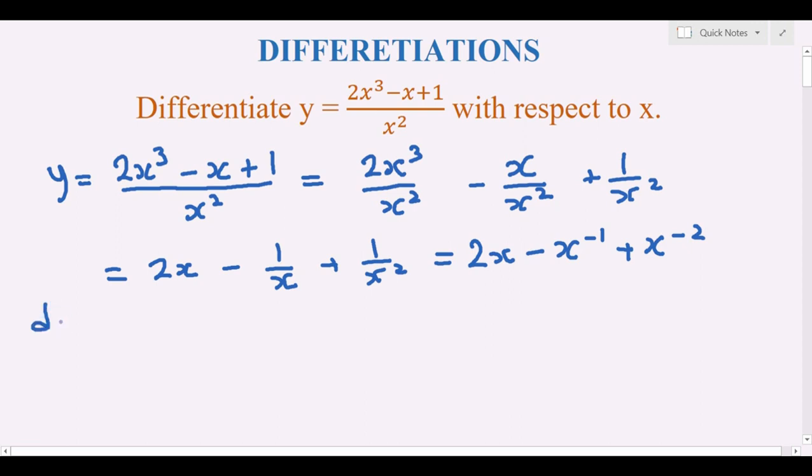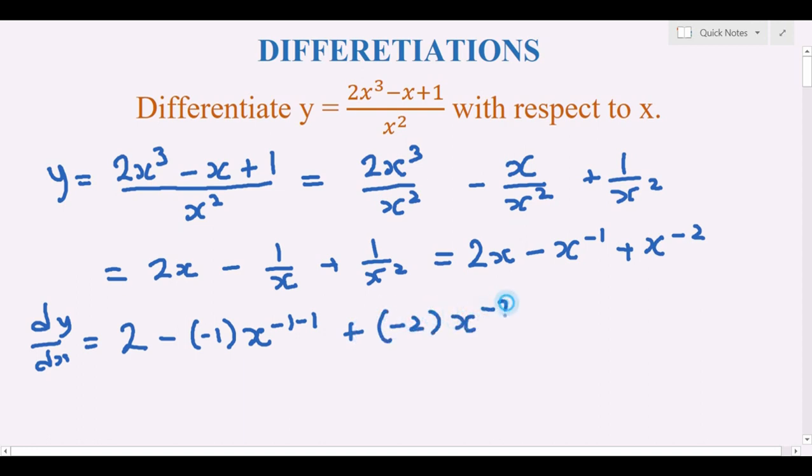So upon differentiation, dy/dx, applying the differentiation of monomials in this particular polynomial, will give us 2 minus 1 into x raised to minus 1 minus 1 plus minus 2 into x raised to minus 2 minus 1. So this is equal to 2 plus x raised by minus 2 minus 2x raised by minus 3.